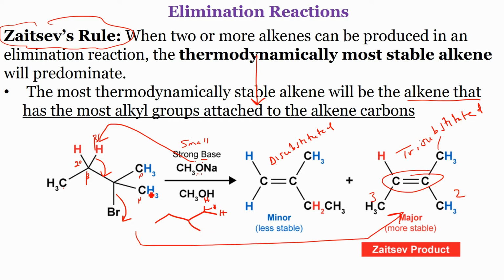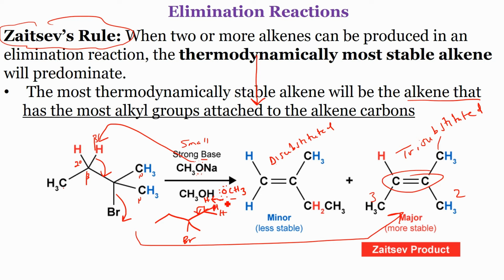So I'm taking out the hydrogens in blue, the beta hydrogens in blue. Let's say your methoxide, the strong small base, comes in and takes out this hydrogen. That's 180 degrees apart in orientation to the leaving group. You're going to make a double bond.